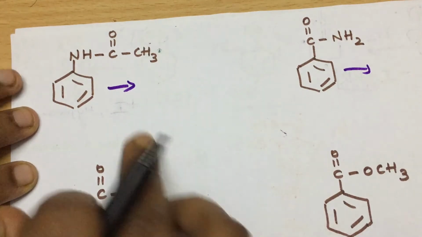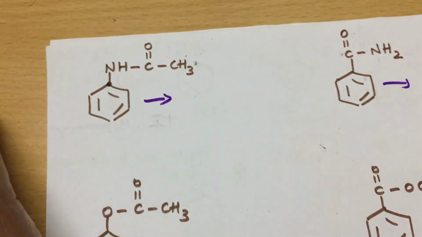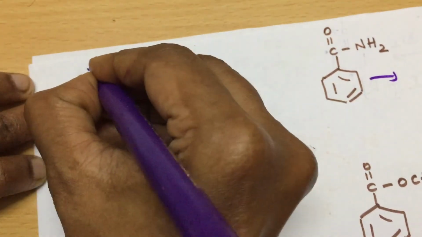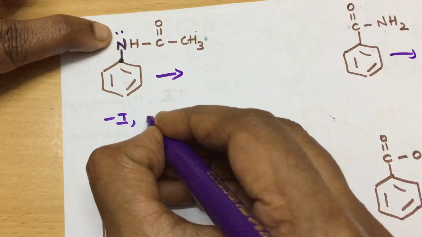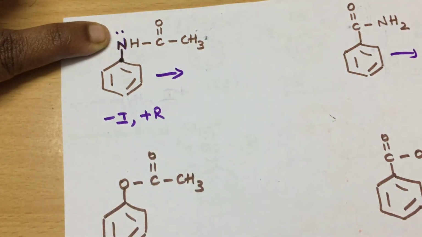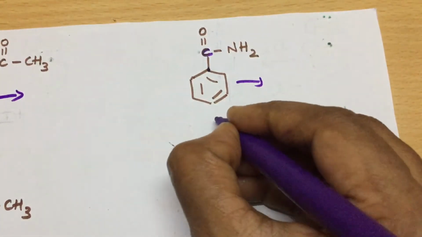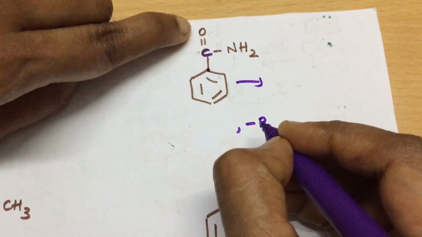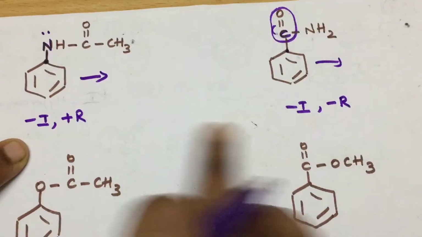Watch me carefully. Here, this is the carbon of interest. So look at the first atom. This is nitrogen, so minus I effect. It has a lone pair of electrons, so it is plus R. Here, this is the carbon of interest. So here this is what? Carbonyl. Unsaturation is there, so minus R, and C double bond O together we have to take, so it is minus I. So make the difference clear.